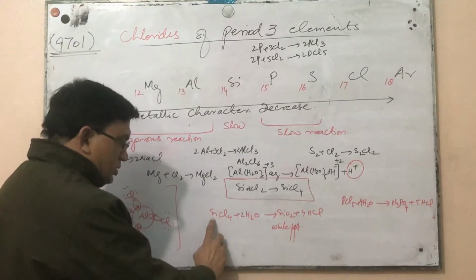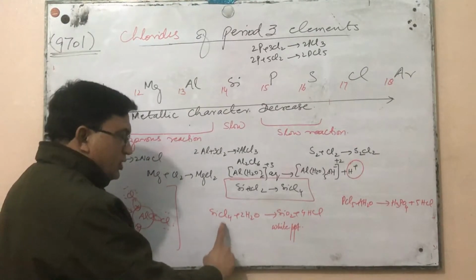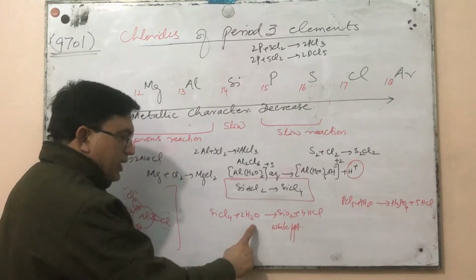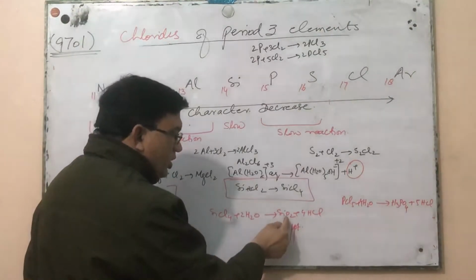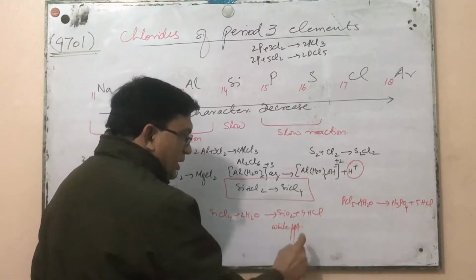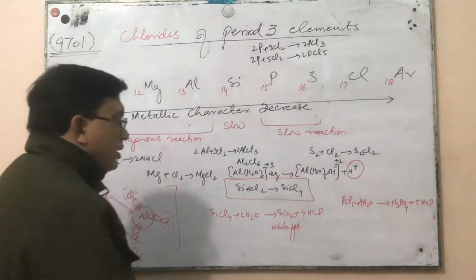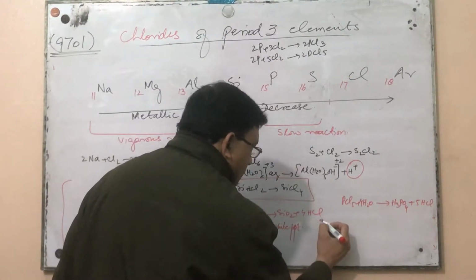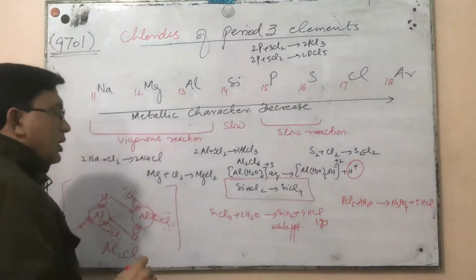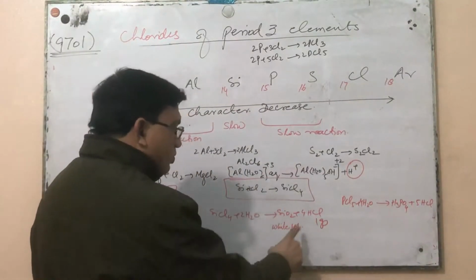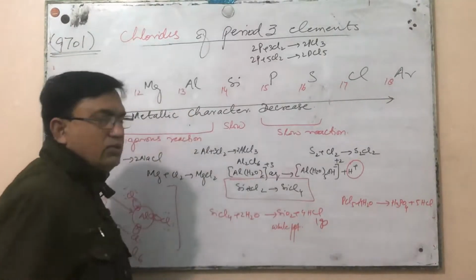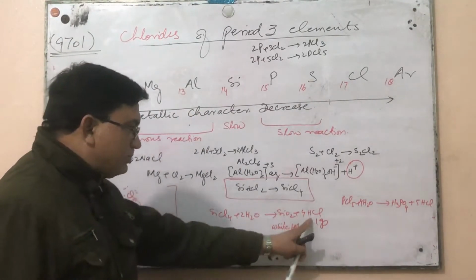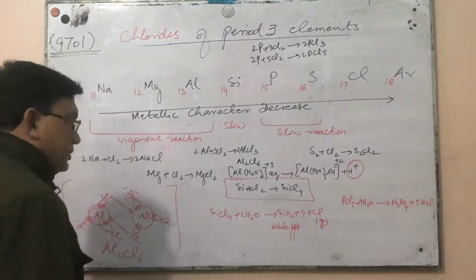Why? Because of the hydrolysis of silicon chloride with water. It produces silicon dioxide, a white precipitate, and hydrochloric acid gas is produced. As this is a very strong acidic gas, the whole solution becomes strongly acidic.